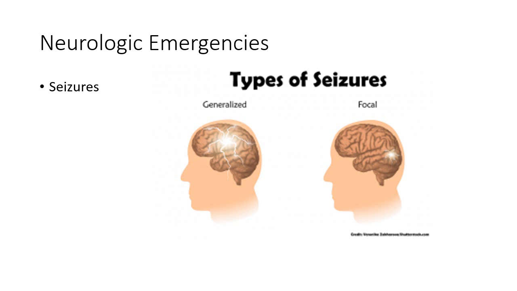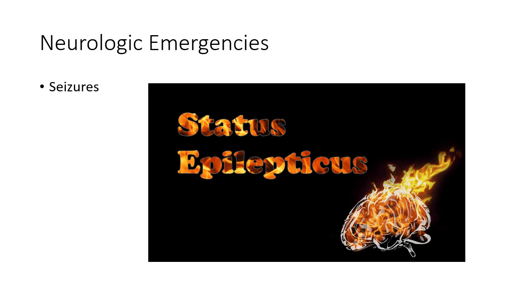A type of emergency that you do want to be concerned about with your patient is called status epilepticus. Status epilepticus is defined as having 2 or more seizures without an intervening conscious period.